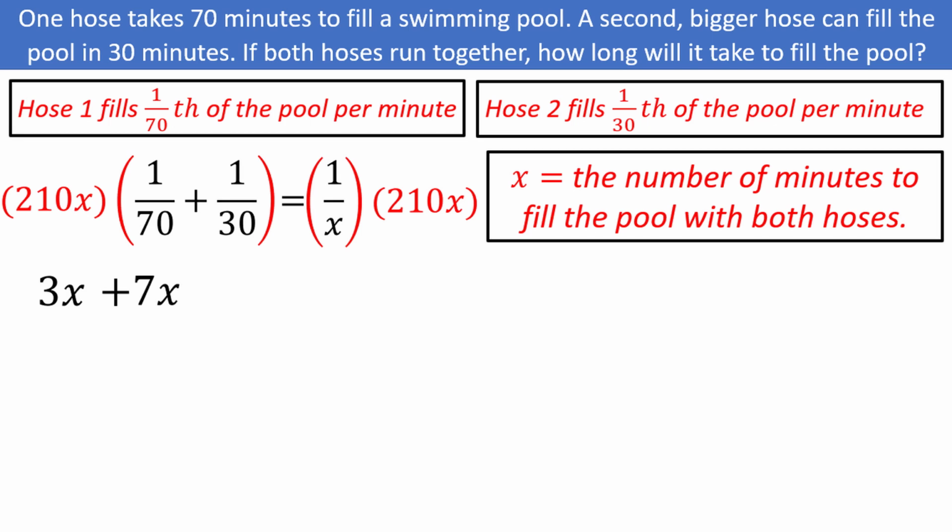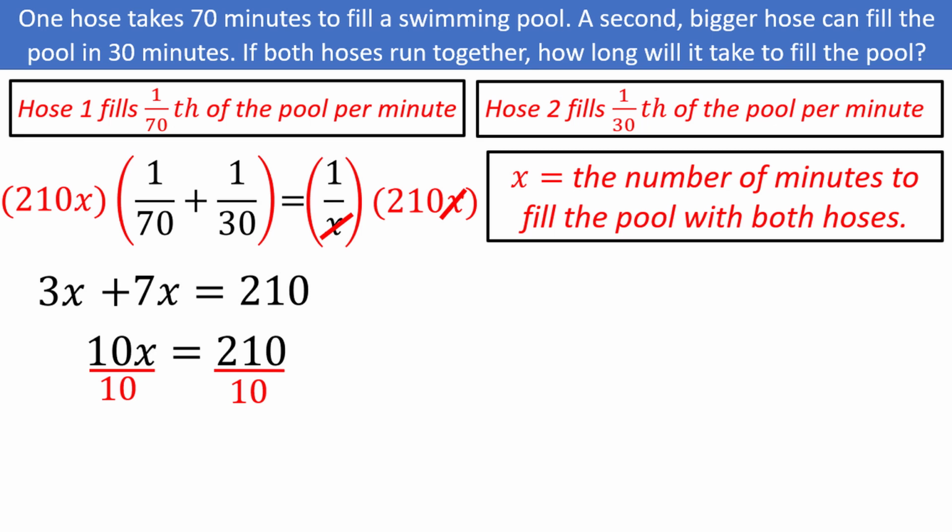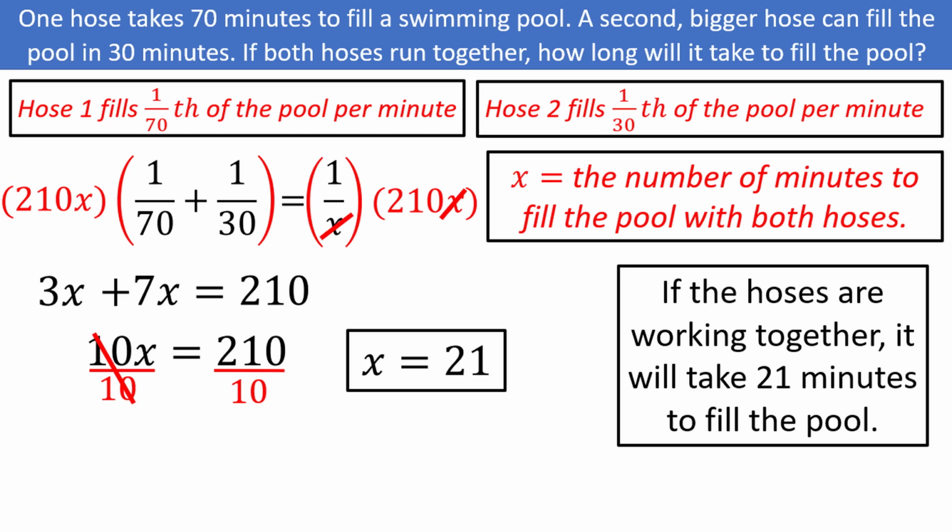On the right-hand side, we have the x's, which will just cancel, and then we are left with just 210. That leaves us with 10x is equal to 210 when we add the x's. Dividing each side by 10, we have x is equal to 21. If the hoses are working together, it will take them about 21 minutes to fill the pool.